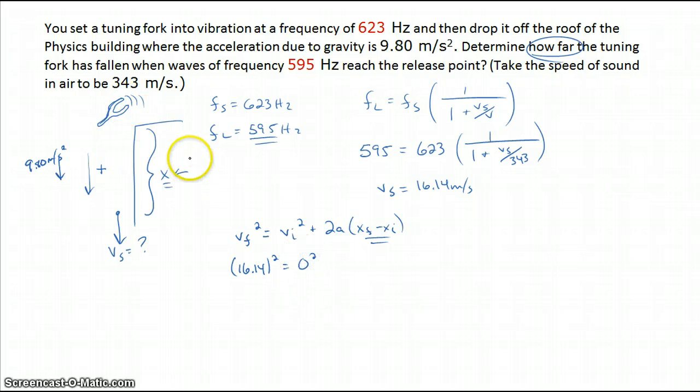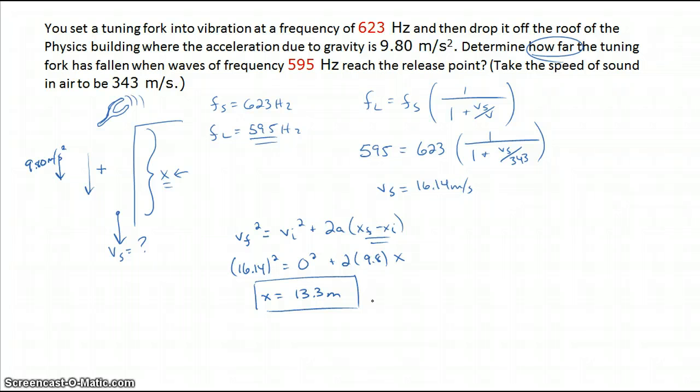I'm dropped, so my initial velocity is 0, and I'm accelerating at 9.8. I'm going to use a positive value because we're calling down positive here. And let's see, what does x turn out to be? Well, when you run this, you end up getting an x value of 13.3 meters. It's amazing what physics can tell you. That's how far the tuning fork has to fall in order to hear this sound.